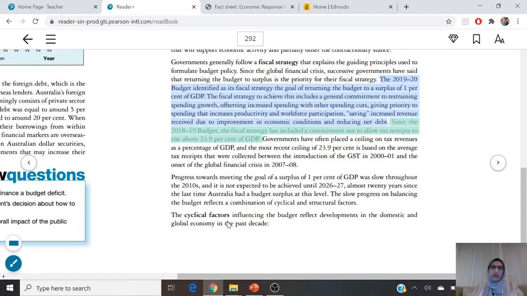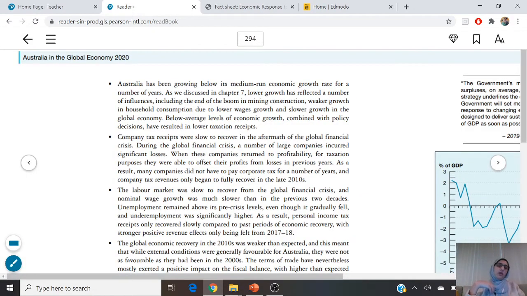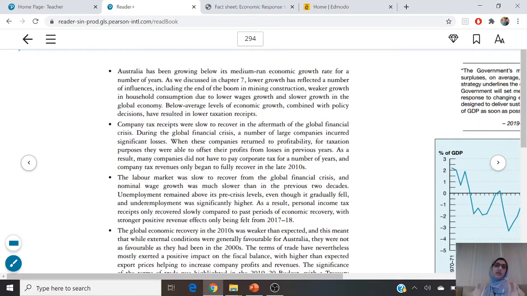The cyclical factors influencing the budget reflect developments in the domestic and global economy in the past decade. When I say cyclical factors, those are factors to do with the business cycle. So that's an economic boom, a recession, or a downturn, or all of that. Now these are the cyclical factors.